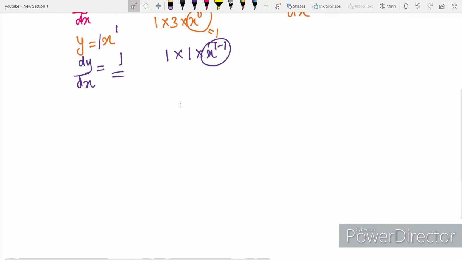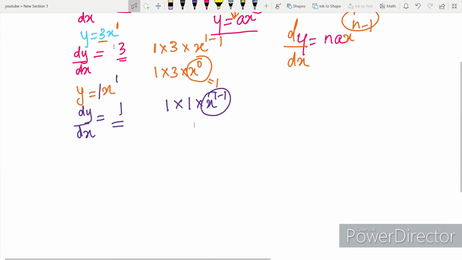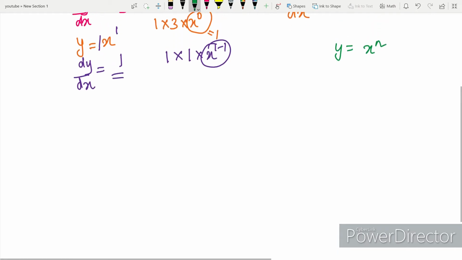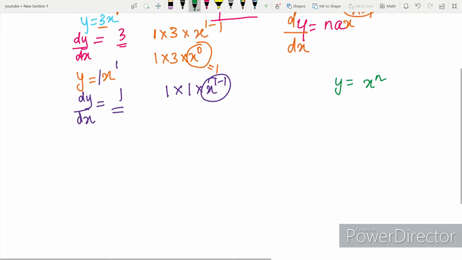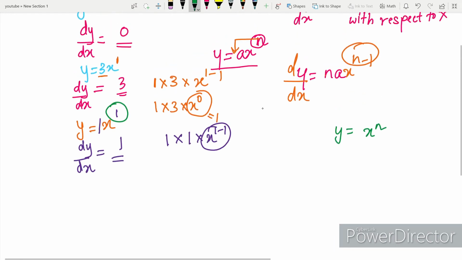Moving on, I hope this part is clear, where you differentiate simple linear equations, and then moving on to differentiation of power functions. So imagine your function is like this: y equals x to the power n. This is an example I discussed here, but here n was 1, right? n was 1. So the same principle basically.